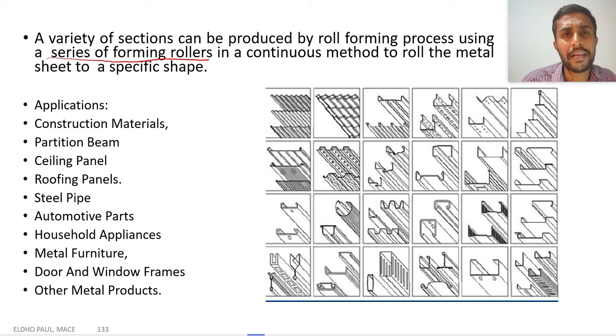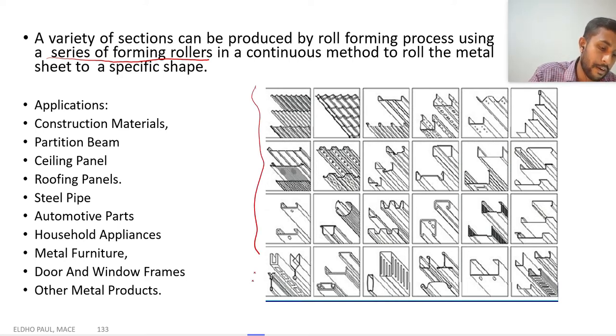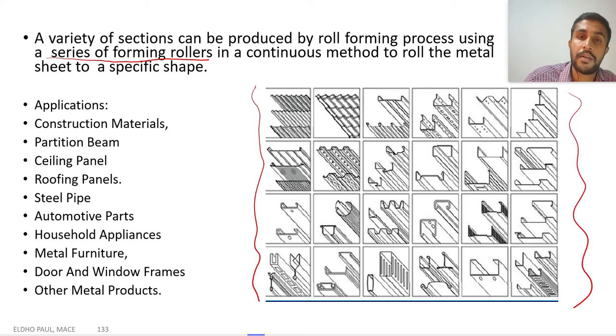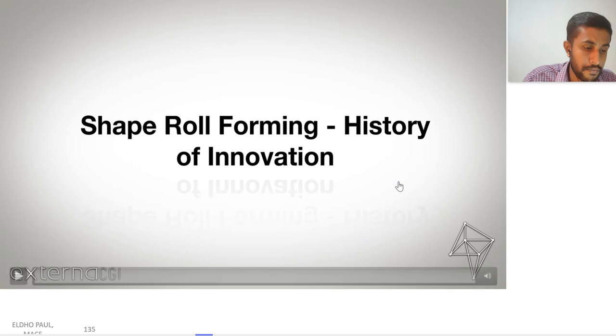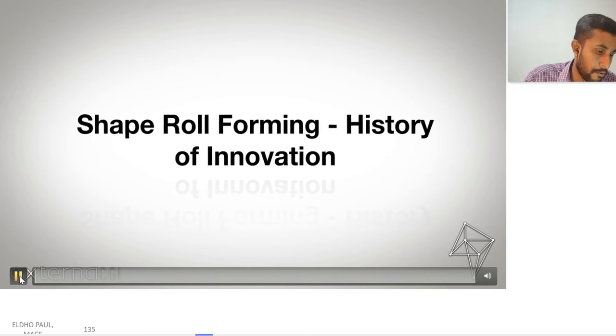So there are different applications for this shape rolling process. We can make different construction materials like channel sections, and partition beams used in structural elements, ceiling panels, roofing panels, and steel pipes. Different automotive components can be made using this process, and household appliances, metal furniture, door and window frames, and other metal products also can be made. We can see pictures of the different products made using this shape rolling process. Next, I will show a video of how the shape rolling process is performing.